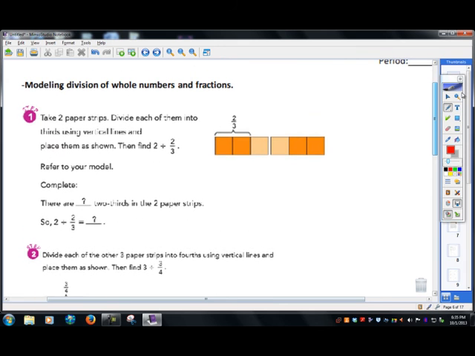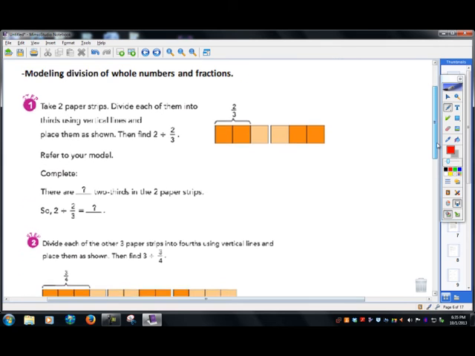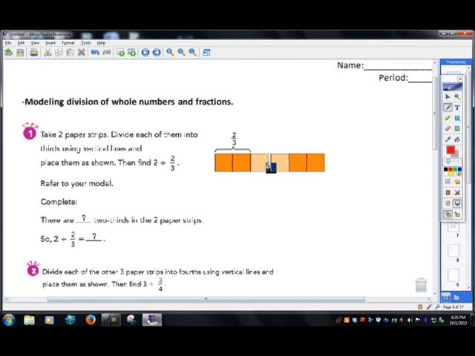Okay, now we're going to get into some modeling stuff. I've already done some, so let's just go through it here. It says take 2 paper strips. We're not going to do that, okay? But we're going to divide each of them. We're going to have our 2 strips. It's already drawn for you there, but I want you guys to redraw it, please. So here's my 2 strips of paper.